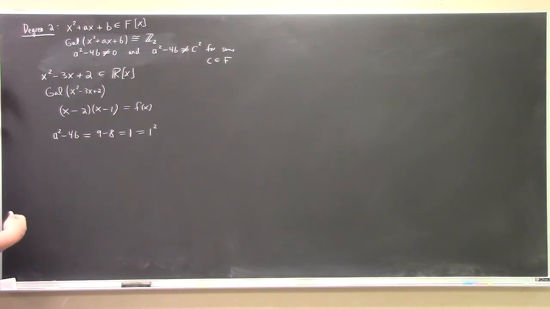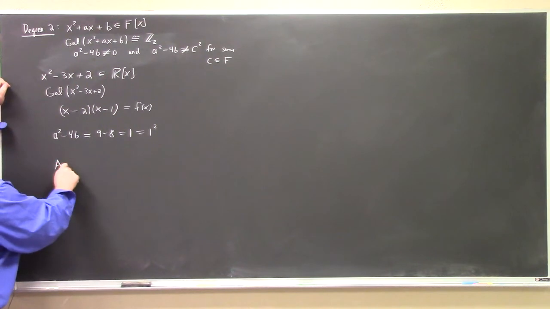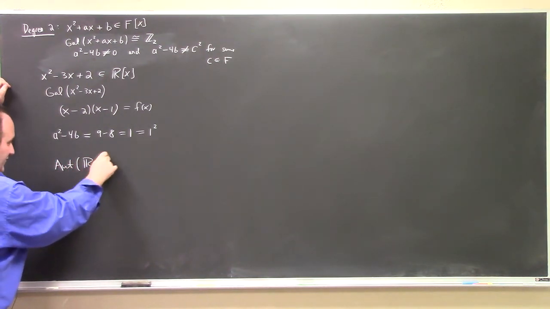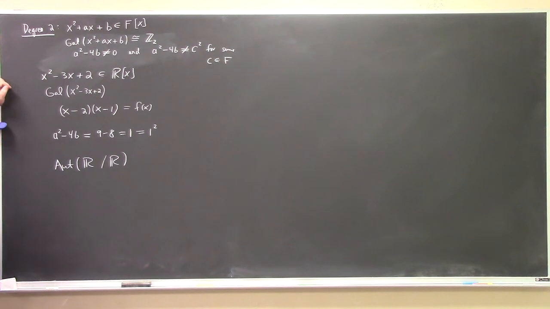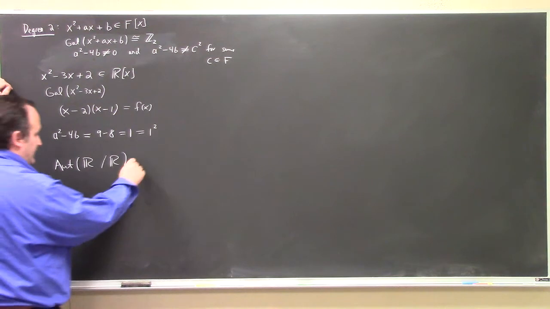If the discriminant is a square in the base field, that means the base field is the splitting field. That is tantamount to being able to complete the square using only numbers from the base field, which means the polynomial splits. So the base field is the splitting field. And what are the automorphisms of R that fix R? There's just one of them, the identity.